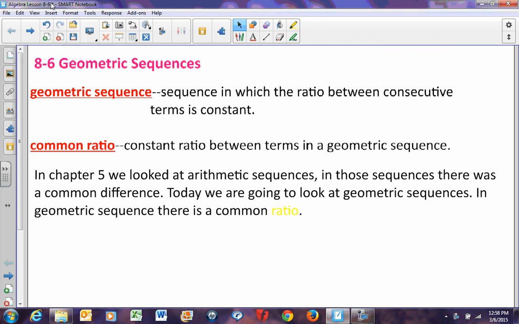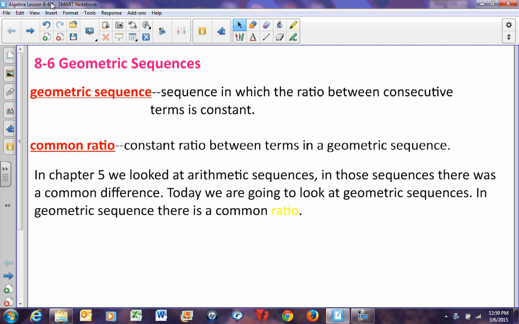This is Algebra Lesson 8-6, Geometric Sequences. A geometric sequence is a sequence in which the ratio between consecutive terms is constant. Ratio meaning fraction most of the time, or a whole number that can be written as a fraction. Remember, when we did arithmetic sequences, there was a common difference, added or subtracted. This is a common ratio, something multiplied. A common ratio is the constant ratio between terms in a geometric sequence.